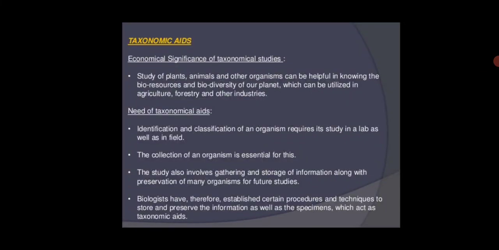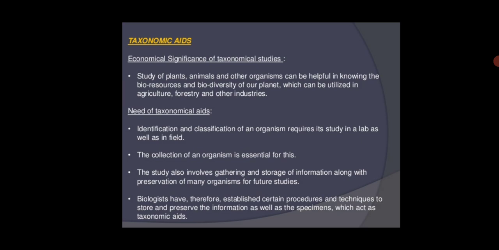Good morning, students. Today I am going to discuss part 4 of chapter 1 from your class 11 biology syllabus. The name of the chapter is The Living World. Today we are going to discuss the taxonomic aids or tools and different kinds of mechanisms for preservation of animals and plants. So let's start today's class.